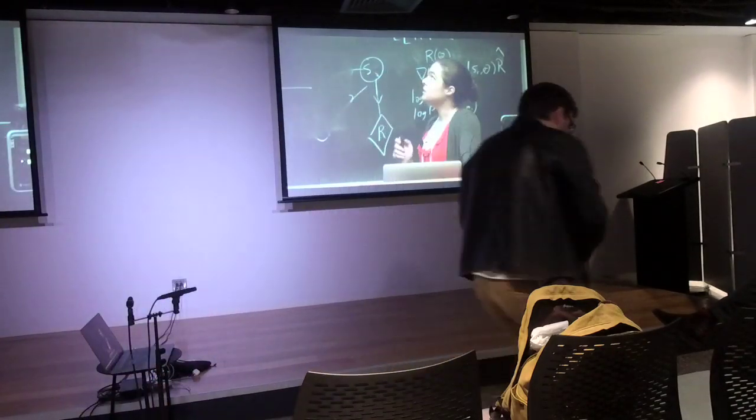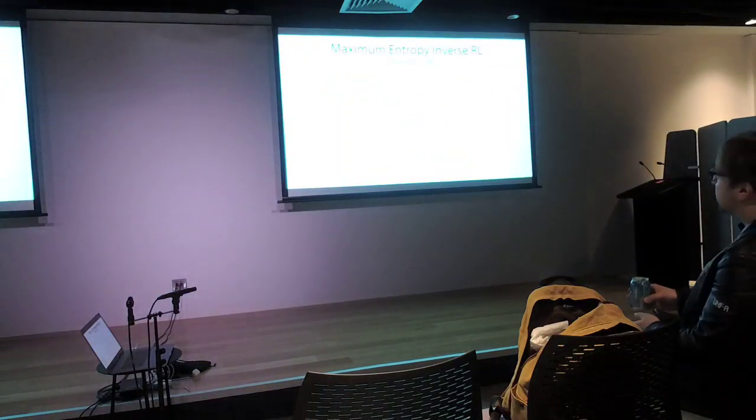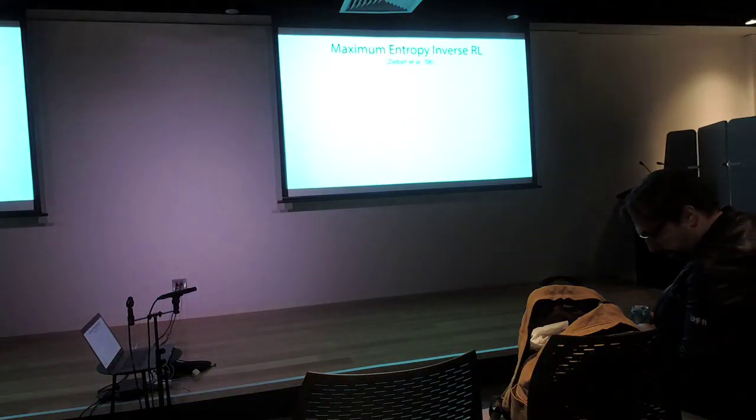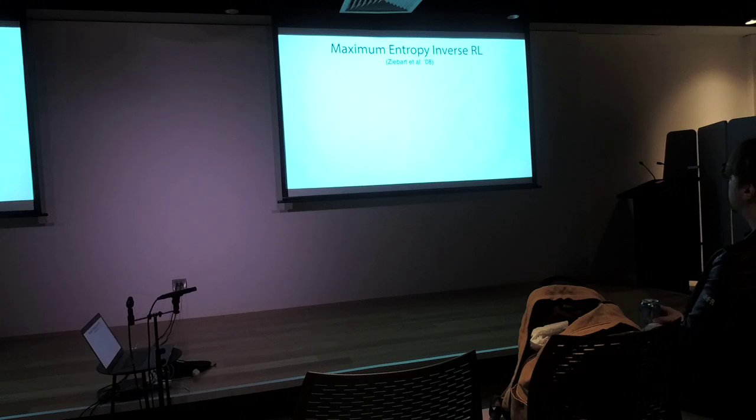Okay, so the algorithm that I'm going to focus on largely in this lecture is called maximum entropy inverse reinforcement learning. And it's quite a popular algorithm. It's one of the most popular algorithms for adversarial IRL. And the way that it handles this ambiguity of which reward function is the right reward function is by using a probabilistic model of behavior.